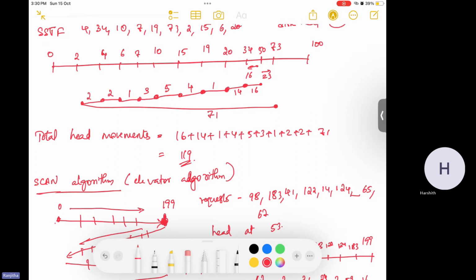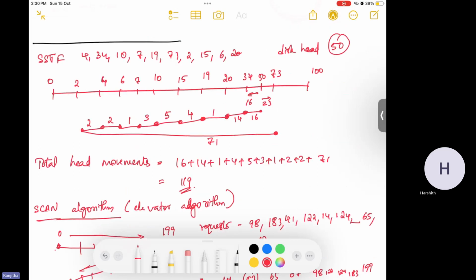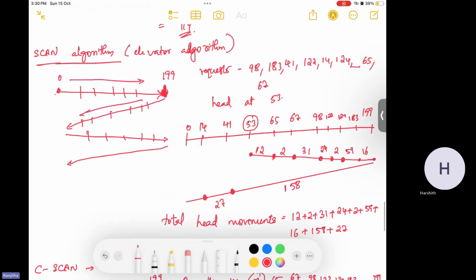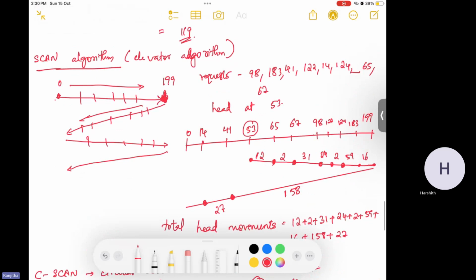Based on the seek time or number of head movements, SSTF will move in either direction. So there we'll have to compute the difference and then sum up. But for SCAN and for LOOK, we can do this.